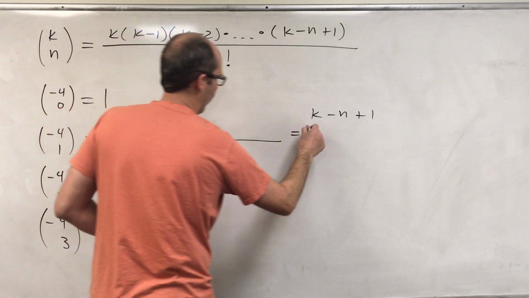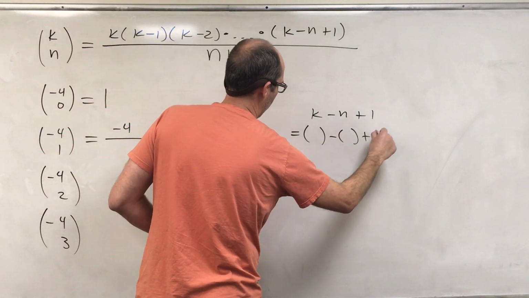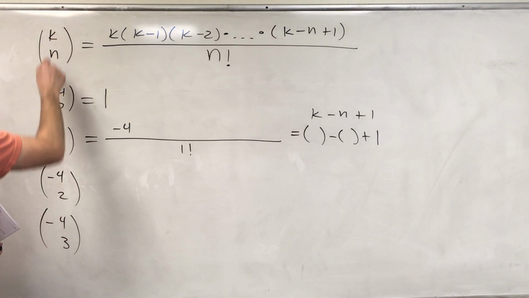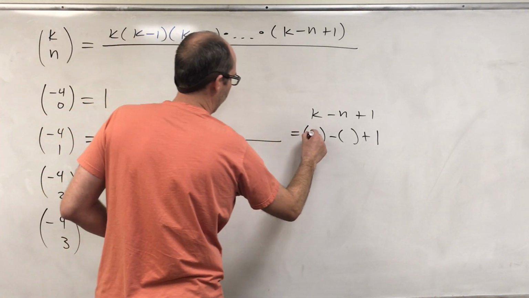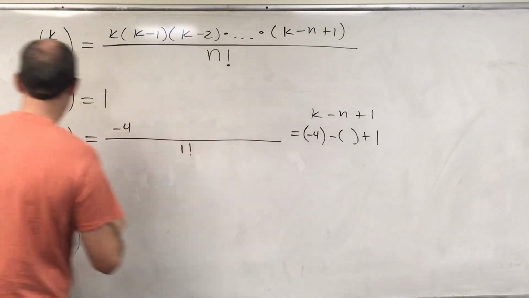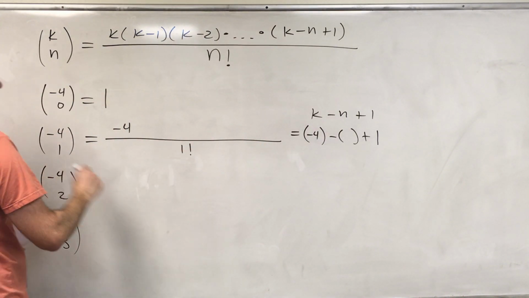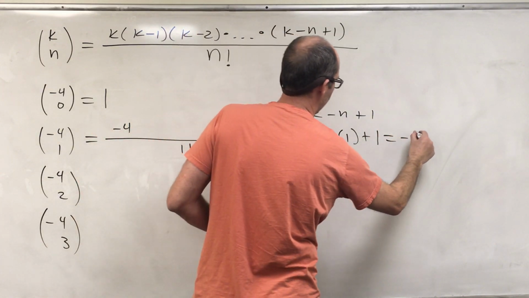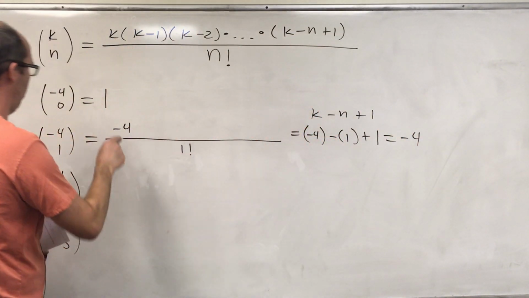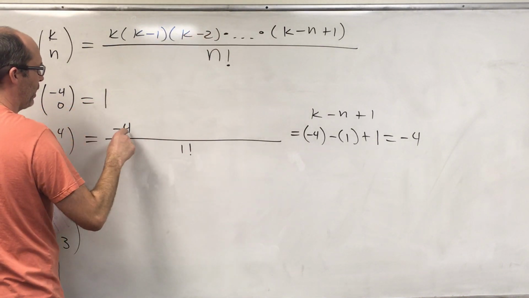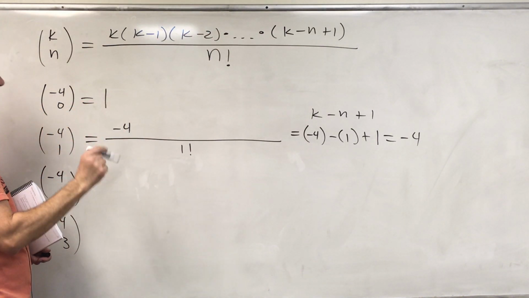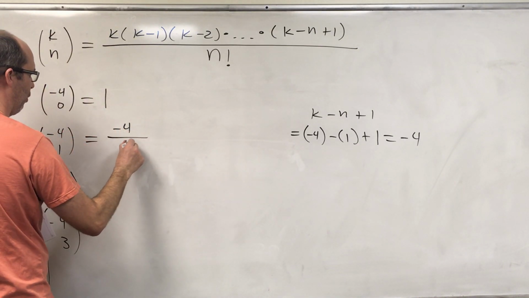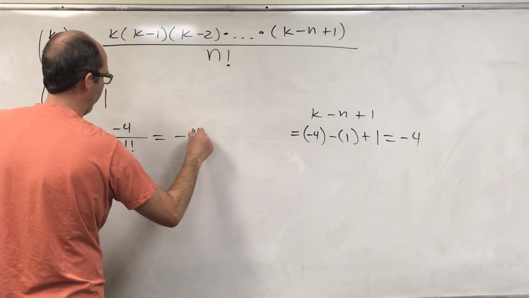Okay, I'm going to write this like this. We're going to figure out where we stop. Okay, k is negative 4. N is 1. So you can see that's negative 4 minus 1 plus 1, so that's negative 4. So we do this same sort of thing until we get to negative 4. But look, we're already at negative 4, right? So that means that this is negative 4 over 1 factorial, otherwise known as negative 4.